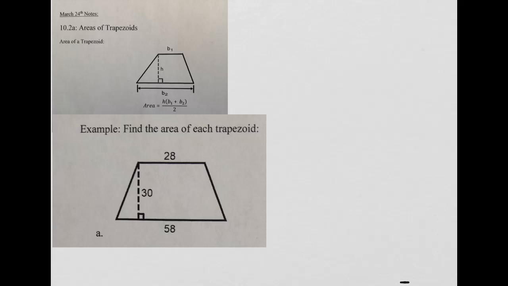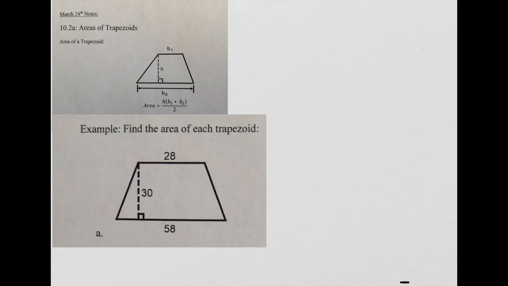We are going to look at areas of trapezoids today. So the area of a trapezoid formula is the height times base 1 plus base 2, divided by 2. Now the bases are always the sides that are parallel to each other, and the height is the distance between the two. So let's look at this first trapezoid we want to find the area of.